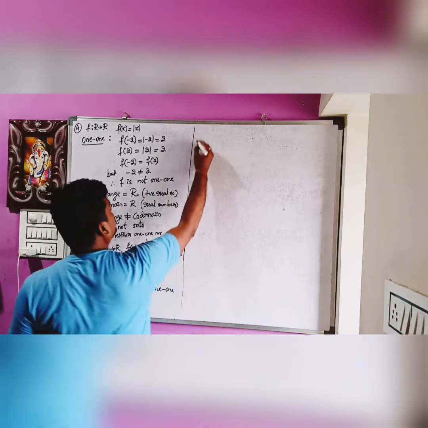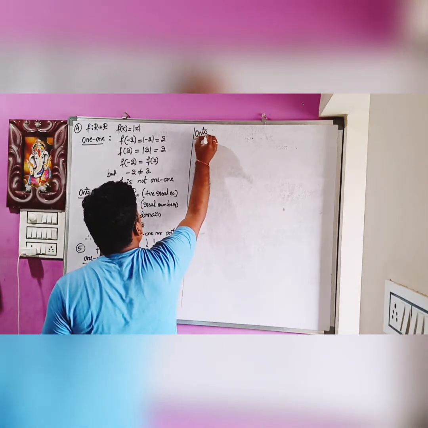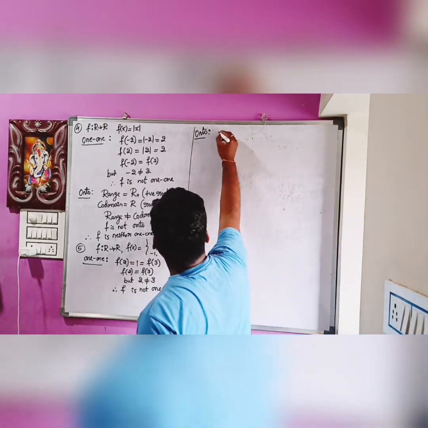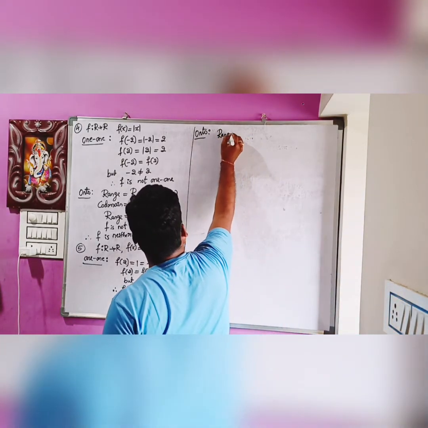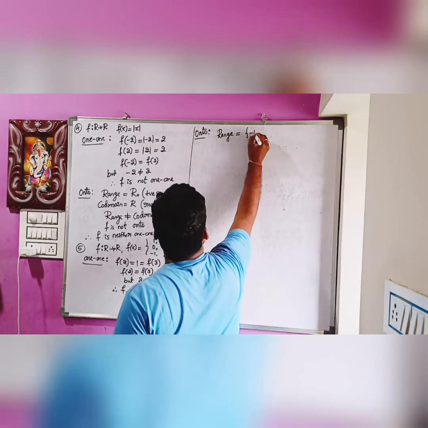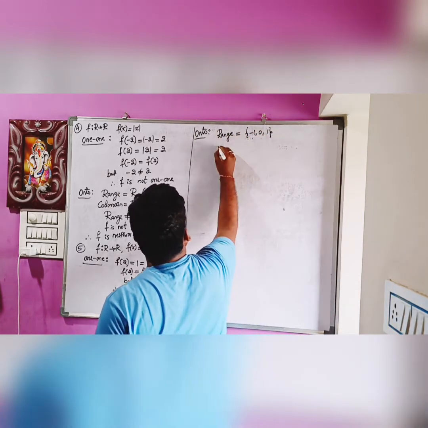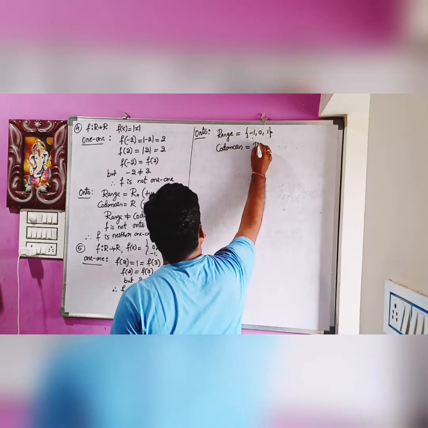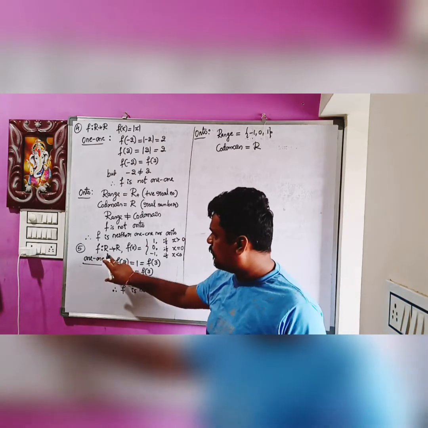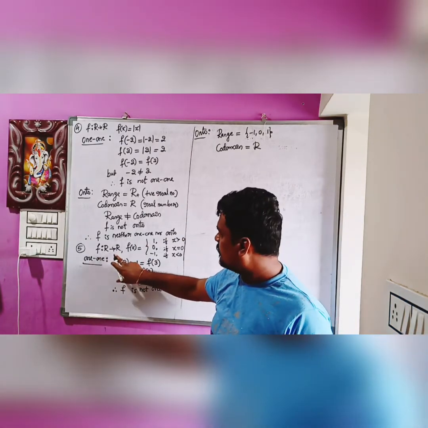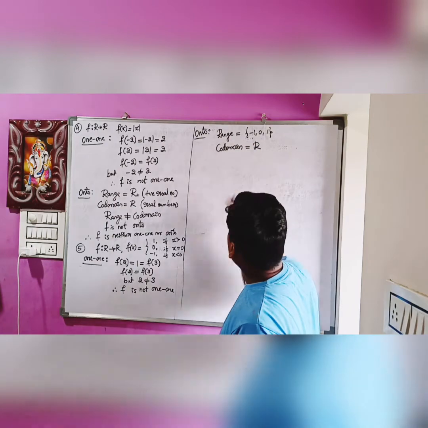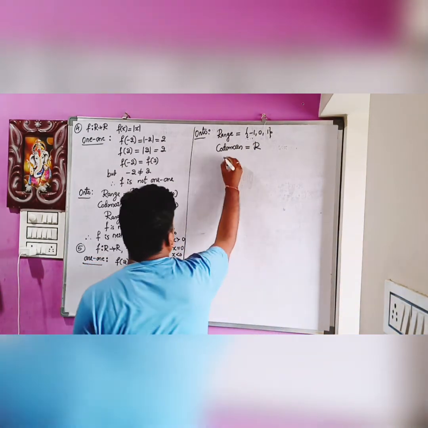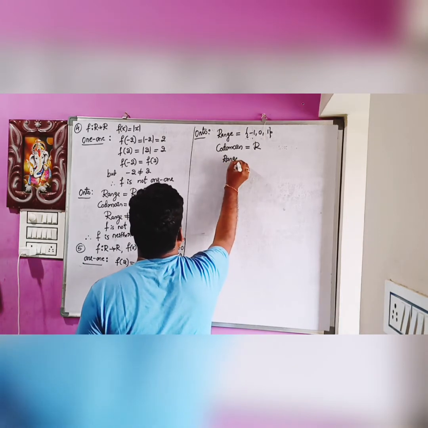Next, onto case. Say, range is what? First I write the range. Range is the set of all outcomes. Range here is -1, 0, 1, but codomain is the set of real numbers. Domain is a real number, codomain is also the set of real numbers. So range is -1, 0, 1. Only 3 elements are there in the range. So therefore range is not equal to codomain.